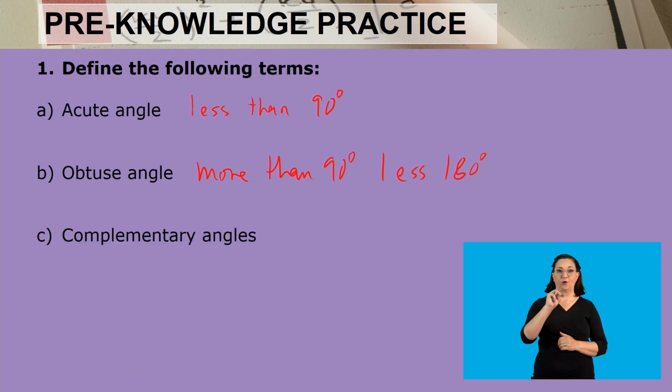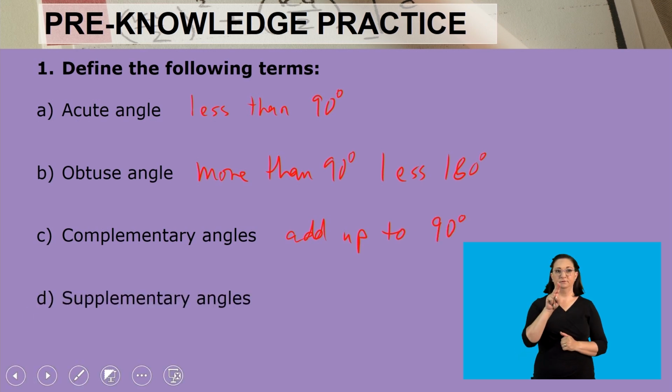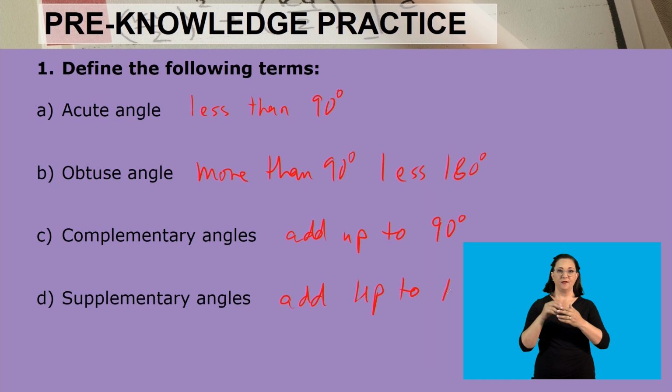Complementary angles would be angles that, when added together, make up 90 degrees. So they add up to 90 degrees. And supplementary angles would be angles that add up to 180 degrees.